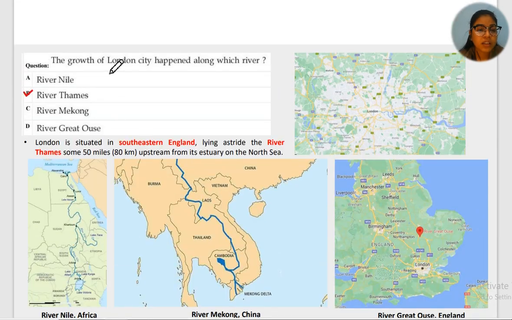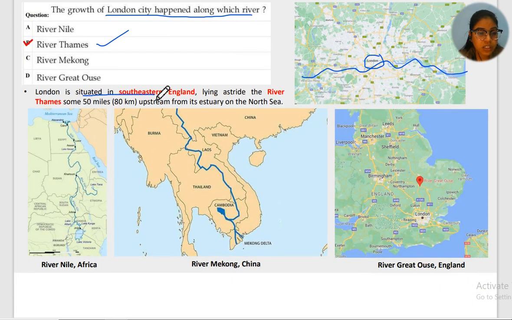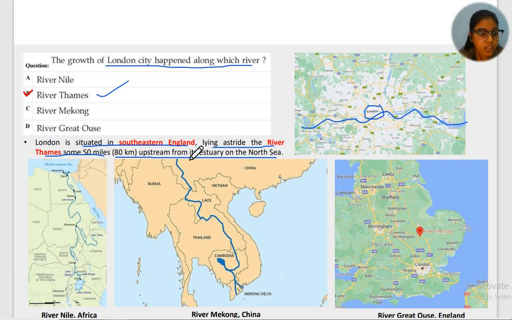Next question: the growth of London city happened along which river? The correct answer is the River Thames. This is the location of London city, and this is the River Thames, which runs along London. London is situated in southeastern England, lying astride the River Thames, some 50 miles or 80 kilometers upstream from the estuary in the North Sea.